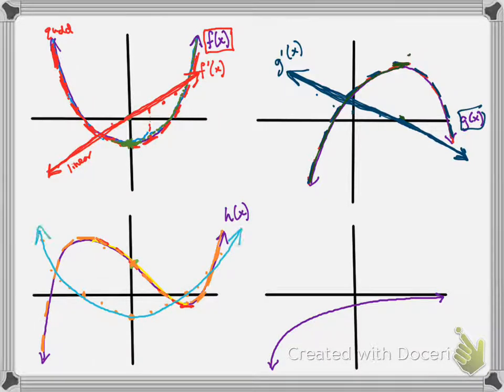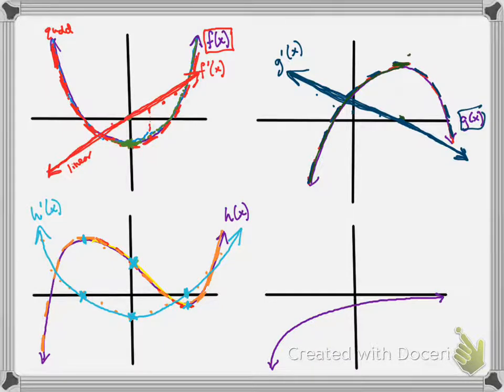Again, some key points that I want to focus on. The derivative is 0 right here, so we should expect the derivative to intersect the x-axis. The derivative is 0 right here. Again, it intersects the x-axis. The derivative reaches its largest rate of decrease right here, and so there should be a local minimum in this case on h prime of x.